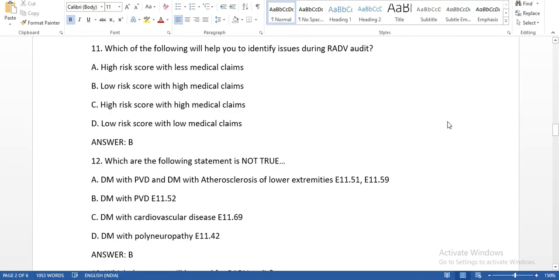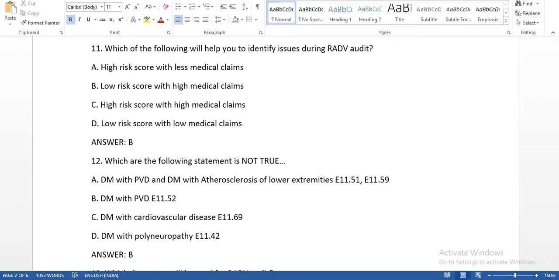So our next, 11th question. Which of the following will help you to identify issues during RADV audit? A. High risk score with less medical claims. B. Low risk score with high medical claims. C. High risk score with high medical claims. D. Low risk score with low medical claims. Here our answer is B.